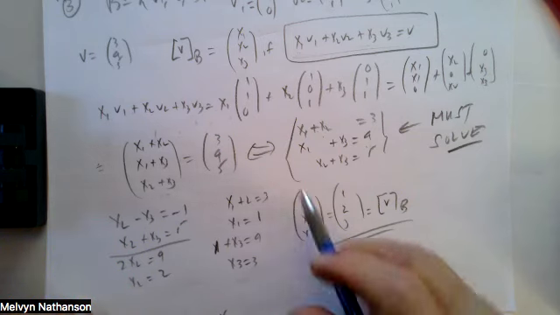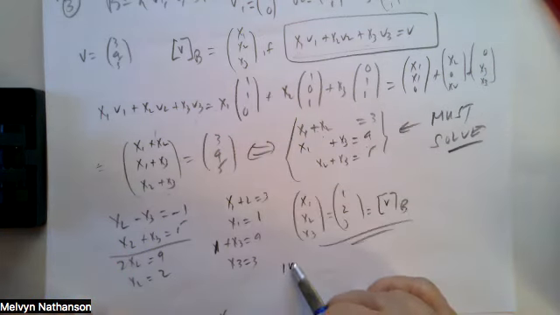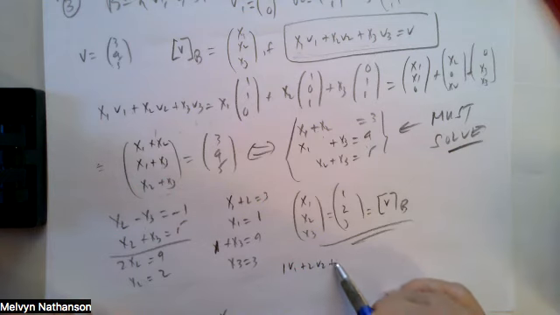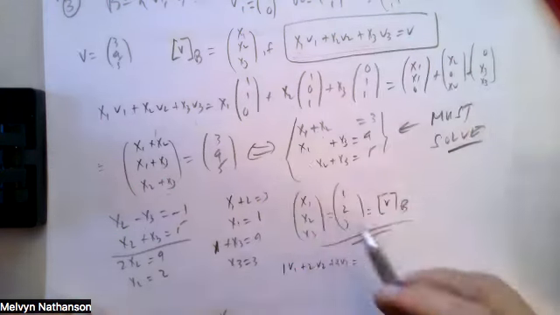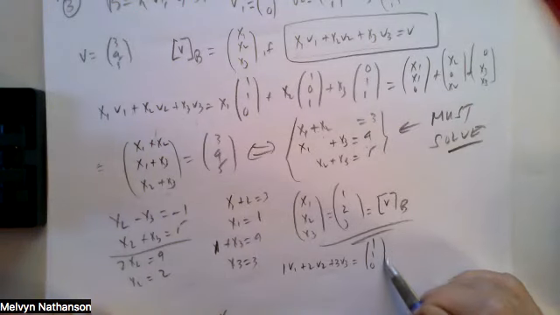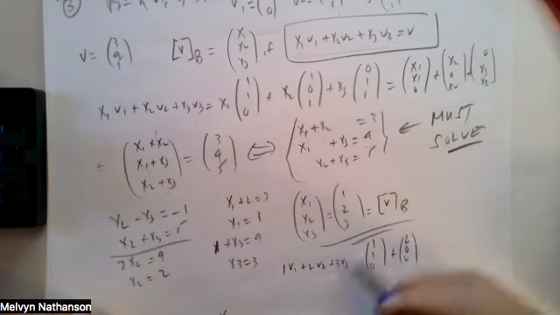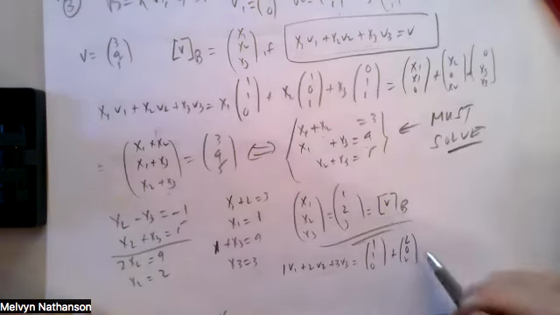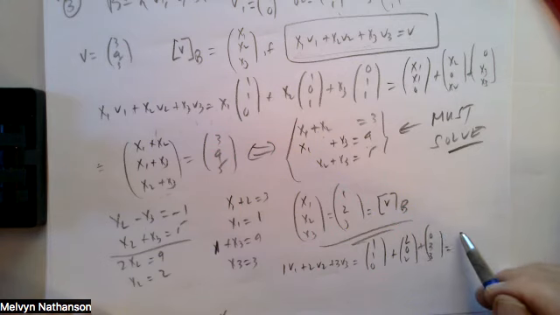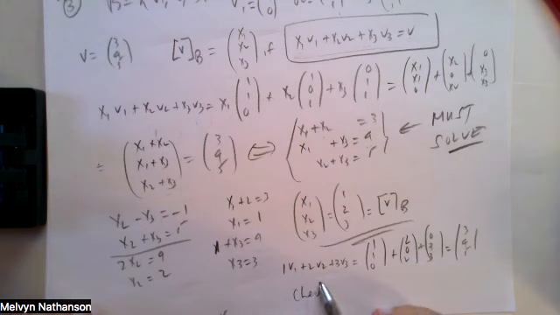That is, if I take 1 times V1 plus 2 V2 plus 3 V3, 1 times V1 is 1, 1, 0, 2 V2 is 2, 0, 2, 3 V3 is 0, 3, 3. When I add that up, in fact, I do get 3, 4, 5. So this is kind of my check.